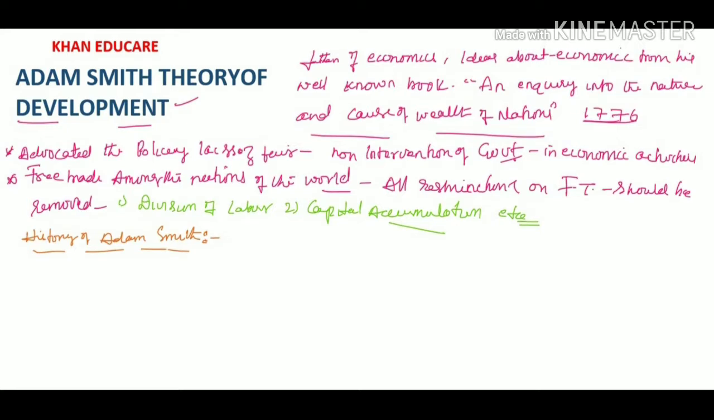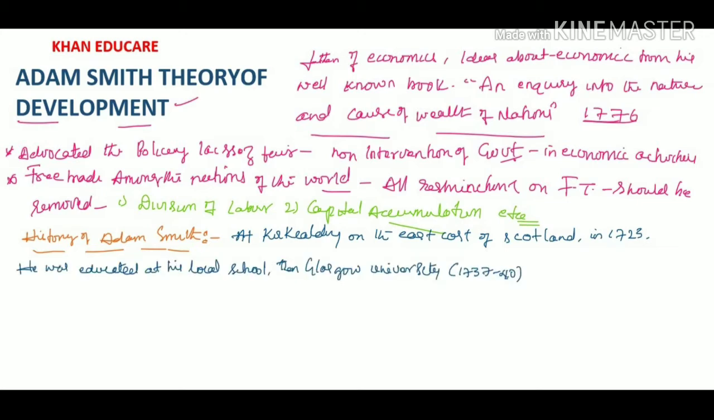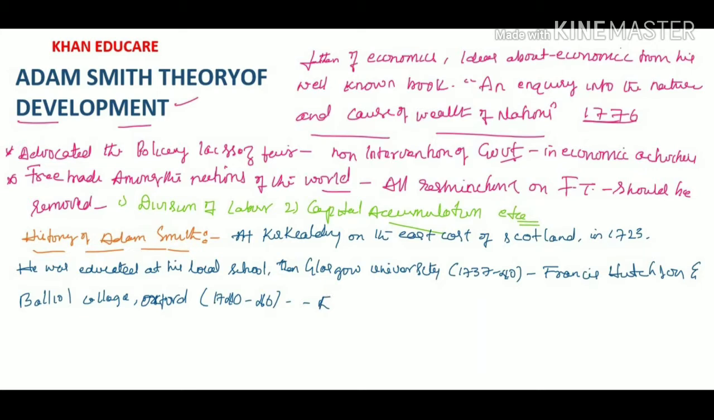Adam Smith was born at Kirkcaldy on the east coast of Scotland in 1723. He was educated at his local school, then Glasgow University from 1737 to 1740, where he studied under Francis Hutcheson, and Balliol College, Oxford, from 1740 to 1746. Two years after returning to Scotland, Smith moved to Edinburgh, where he delivered lectures on rhetoric, which did much to establish his early reputation.